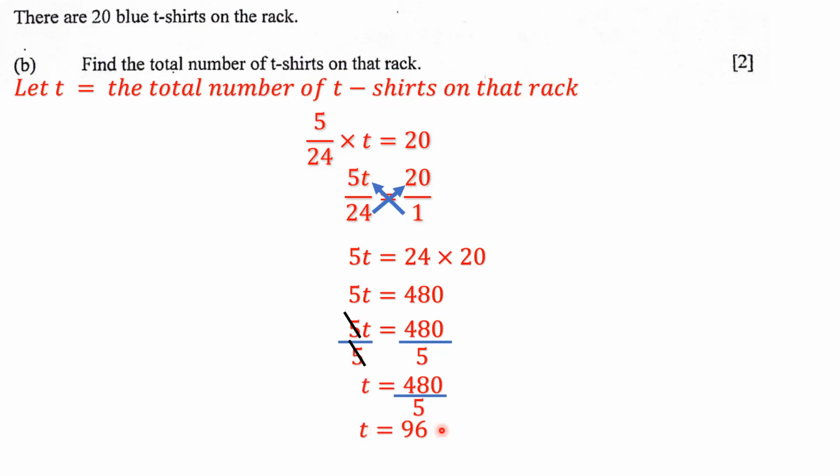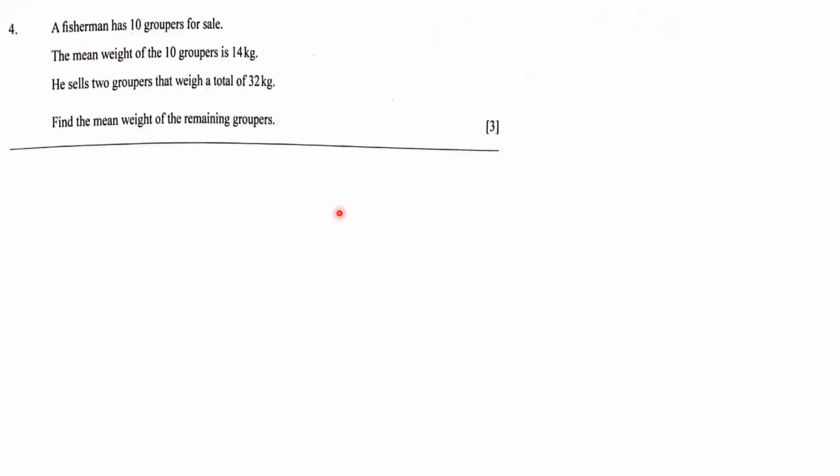Okay, let's move on to the next question. It says a fisherman has 10 groupers for sale. The mean weight of the 10 groupers is 14 kilograms. He sells 2 groupers that weigh a total of 32 kilograms. Find the mean weight of the remaining groupers.